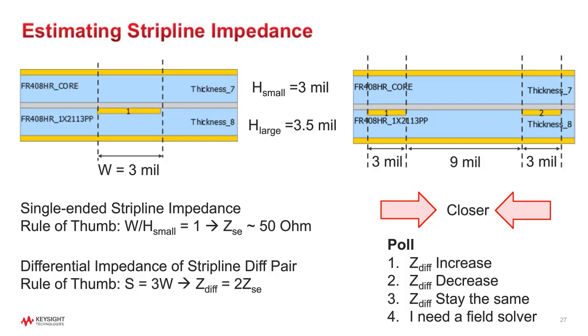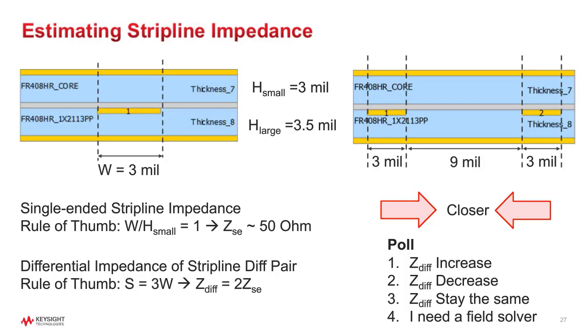Give me 5 seconds. 4, 3, 2, 1. Great. Here are the results. About 25% says increases, about 70% says decreases, about 3% says stay the same. Nobody says I need a field solver.